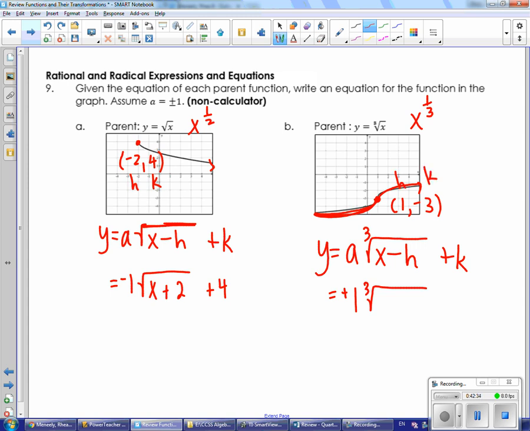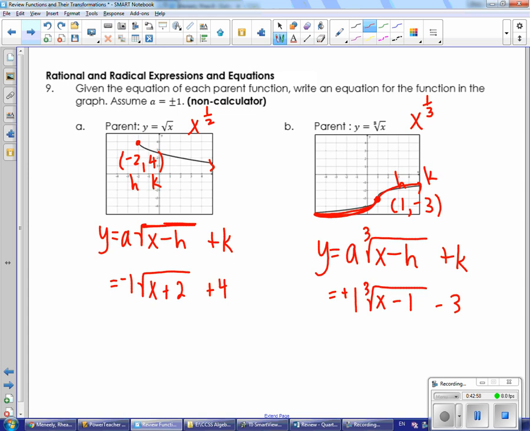The graph has been shifted to the right 1 unit and down 3. And so if my h value is 1, then underneath my radical is going to become x minus 1. And then on the outside, I've got plus k. Well, k is negative 3, so I can either write plus a negative 3 or simply write minus 3. And those would be the two equations associated with these two graphs.